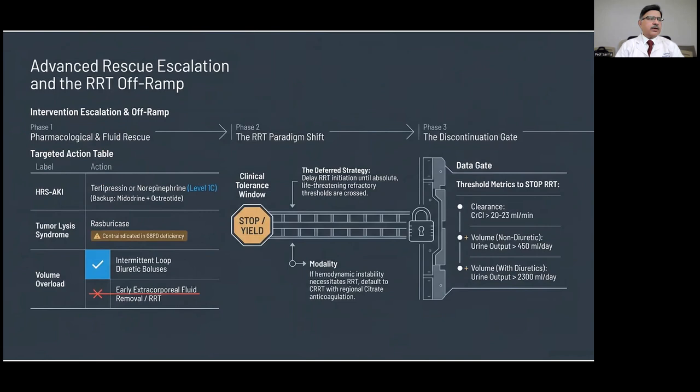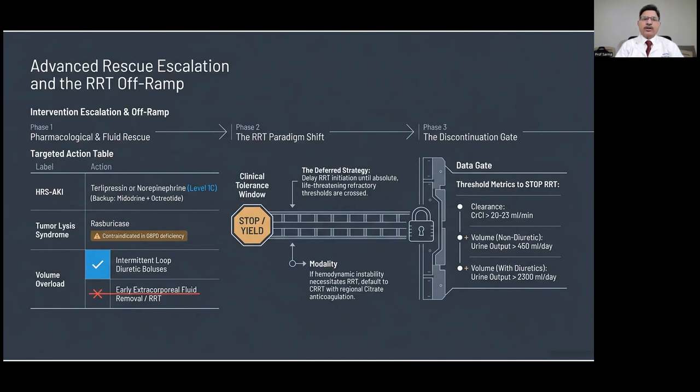Now you see advanced rescue escalation and RRT off-ramp, that is pharmacological fluid rescue. You tried that, and then RRT paradigm shift phase 2, discontinuation gate. Now what do you do? Targeted action table: HRS AKI, hemolytic uremic syndrome AKI, and hepatorenal syndrome AKI.